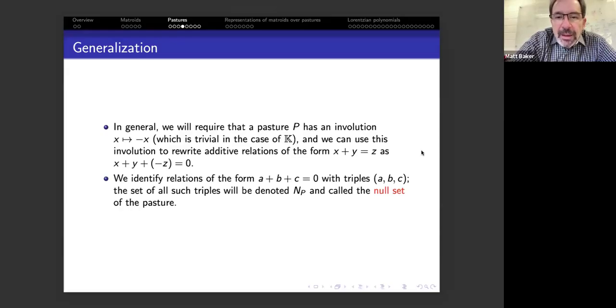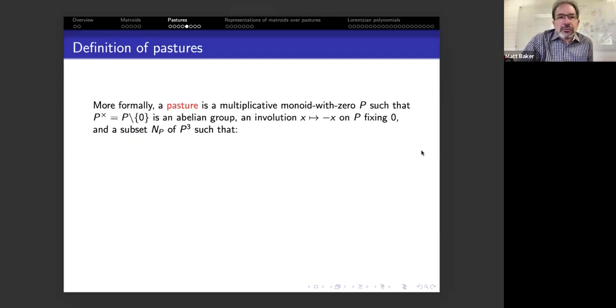So we're going to write a plus b plus c, just to formalize this, as a triple ABC, which is symmetric, so stable under permutations. And this will be called the null set of the pasture, the set of such triples. So here's the formal definition. A pasture is a multiplicative monoid with 0, such that everything except for 0 forms a group under multiplication.